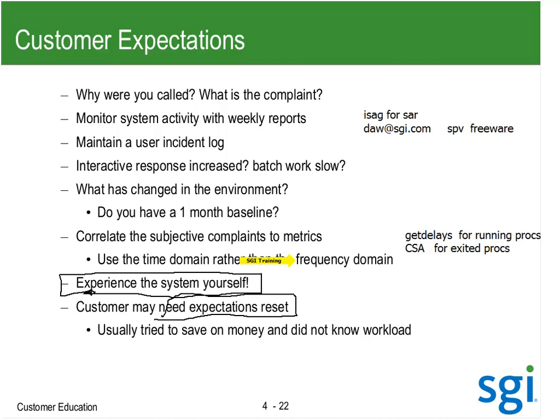Right now, the most common expectation that I try to reset is NumaLink should not be abused. One of the key things in tuning these large UV systems is to reduce your interconnect traffic. You don't want to be pushing everything across everything.